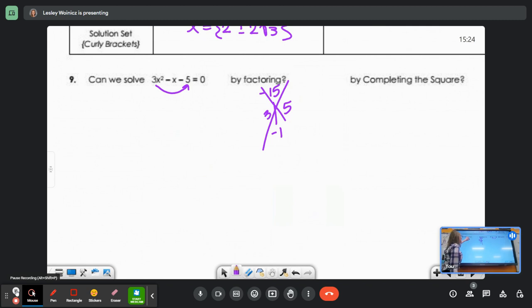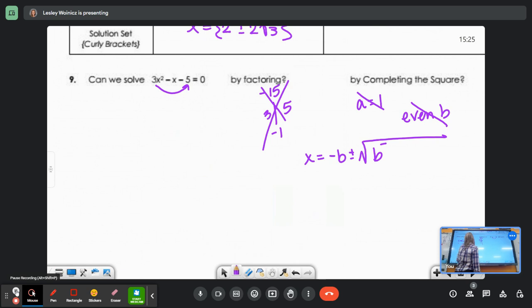What about completing the square? Is our a value 1? No. Okay, do we have an even b? No. Oh my gosh. If only there was a formula that works on everything. The quadratic formula. Yay! Okay, it is on your reference sheet. X equals the opposite of b plus or minus the square root of b squared minus 4ac, the whole thing over 2a.